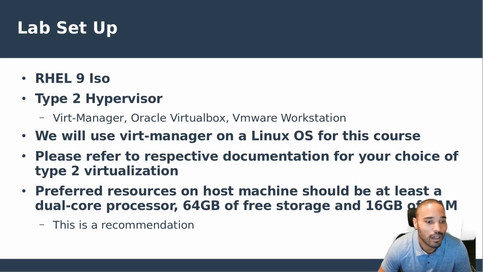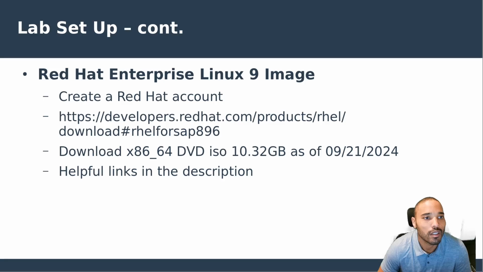So the preferred resources on the host machine, your local machine, the box sitting in front of you, should be at least a dual core processor, 64 gigabytes of free storage, and 12 gigabytes of RAM. And this is just a recommendation. You can do with less if you need to, or don't have any other options.